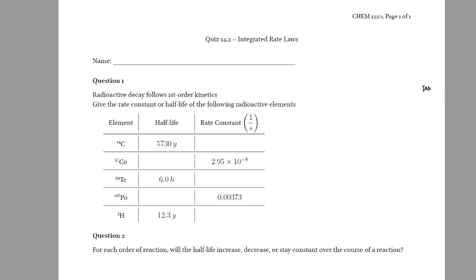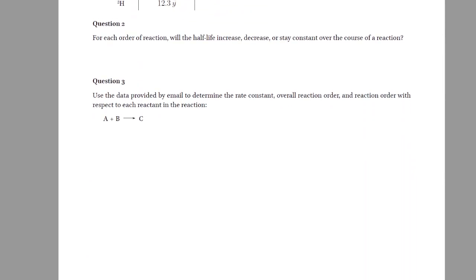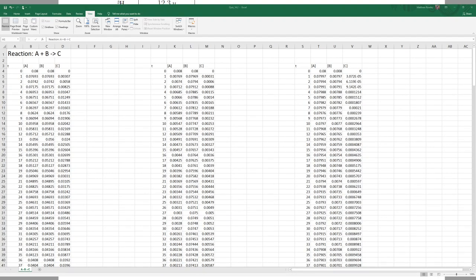Okay, and we'll come back now finally to our final question. Use the data provided by email. It's actually not in the email, I've posted it in the quiz, but anyway, use the data to determine the rate constant, overall reaction order, and reaction order with respect to each of the reactants in a reaction of A plus B goes to C. So here is the data.